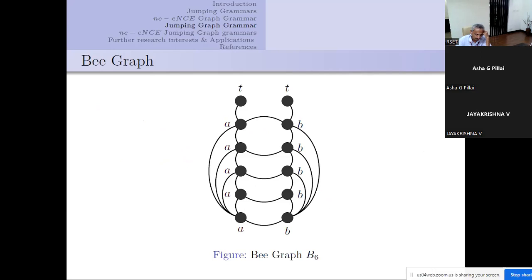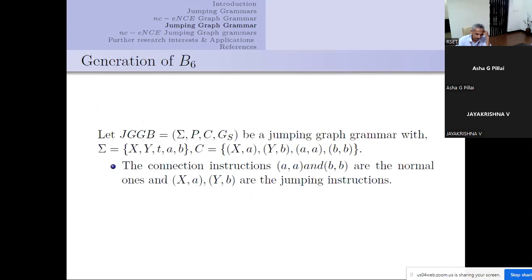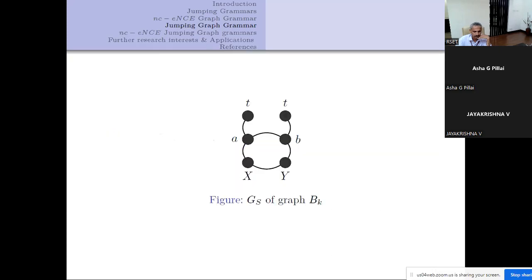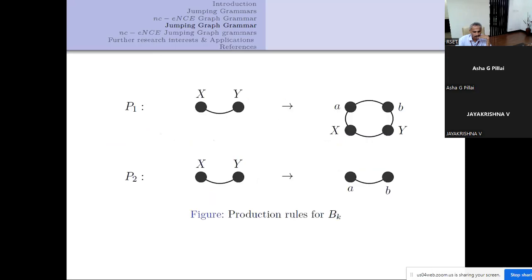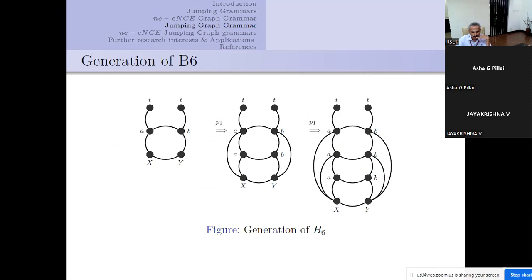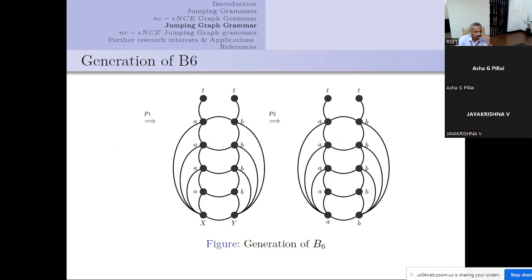So this is a B graph which is generated using the jumping graph grammar. The connection instructions here are of the form AA, BB, XA, and YB. AA and BB are the normal connection instructions, and XA and YB are the jumping instructions. I'll just show how it is being created. This is the start graph. These are the production rules, and this is how it gets generated. You add one XY node, and you jump from X to all the A's and from Y to all the B's. So this is how it gets generated.